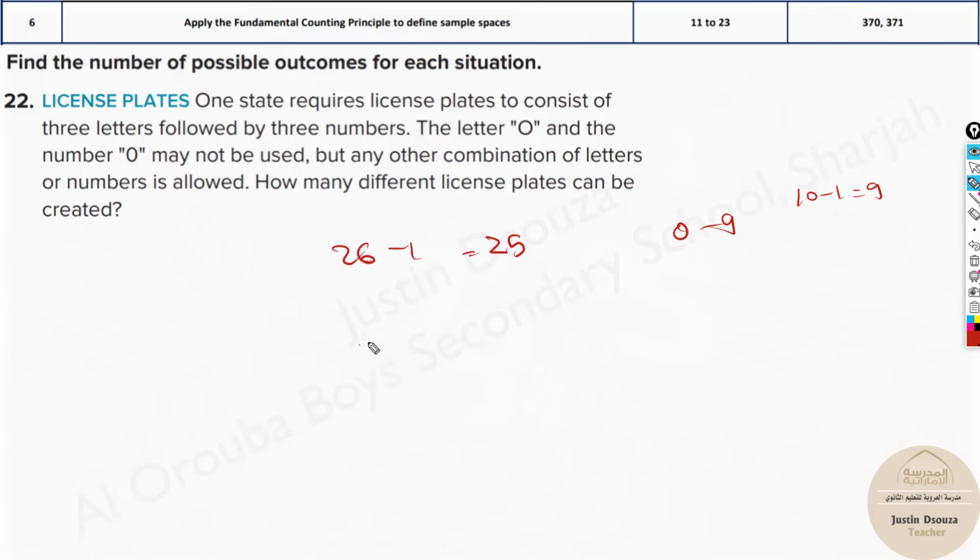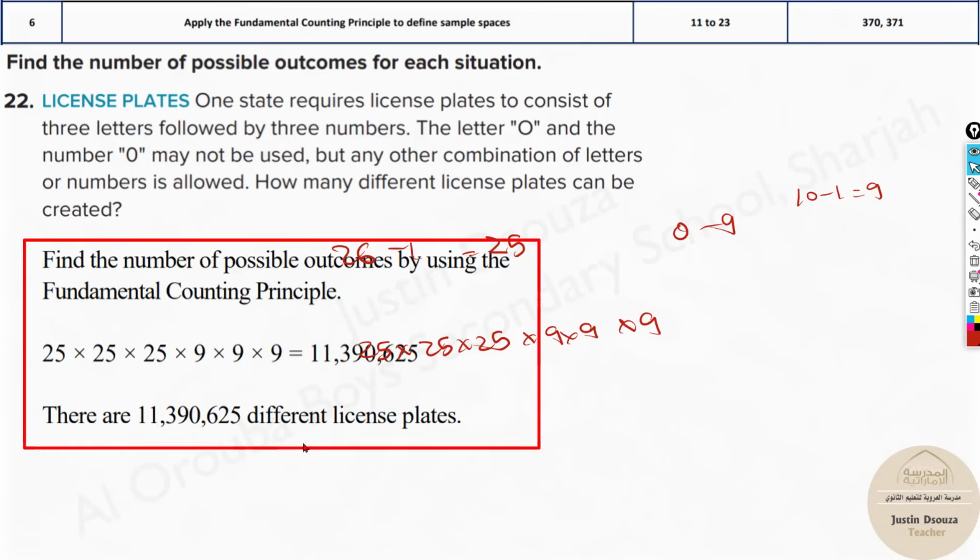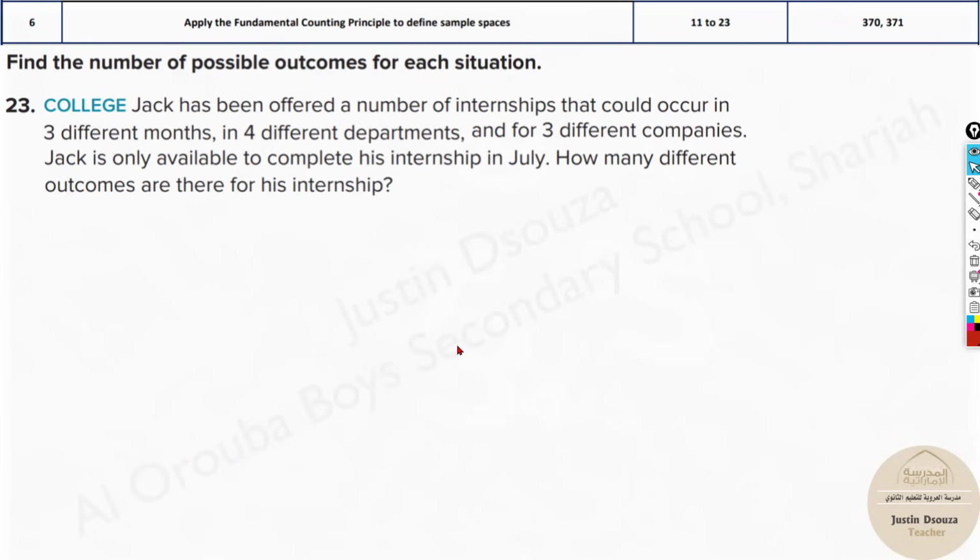There are 3 letters, so it will be 25 times 25 times again 25. And what about the numbers? It's 9. So there is possibility 9 times 9 times 9 for the numbers. If you multiply that, you'll get the possible answers. So there can be nearly 11.4 million different license plates possible from this combination.